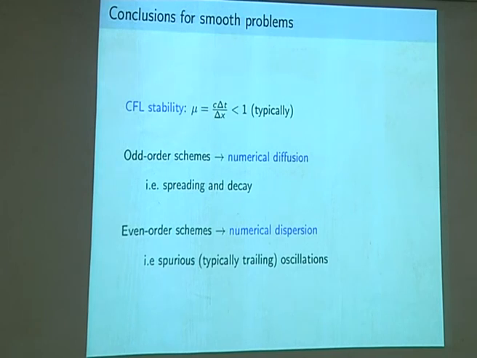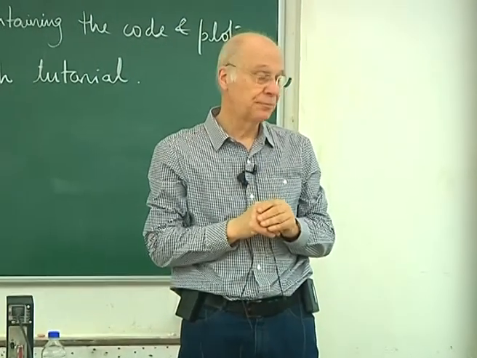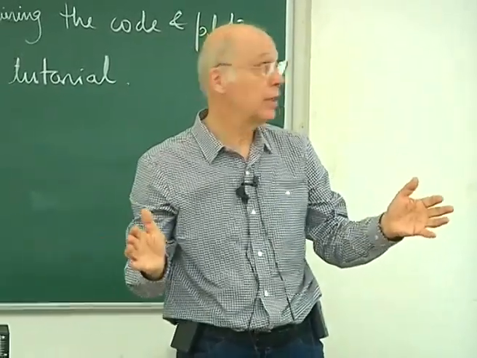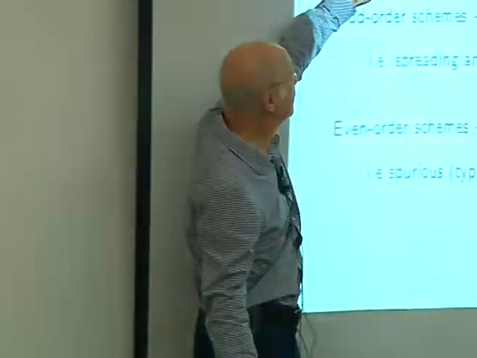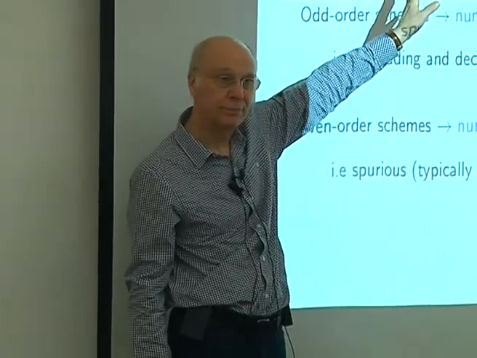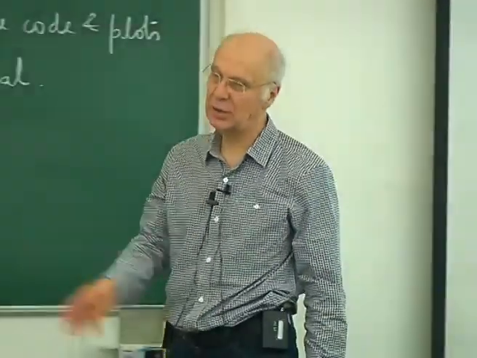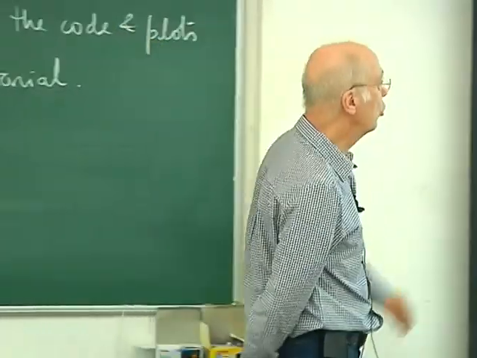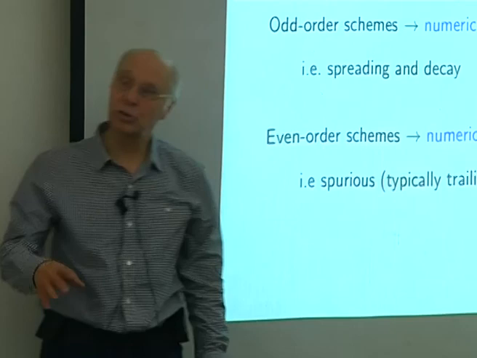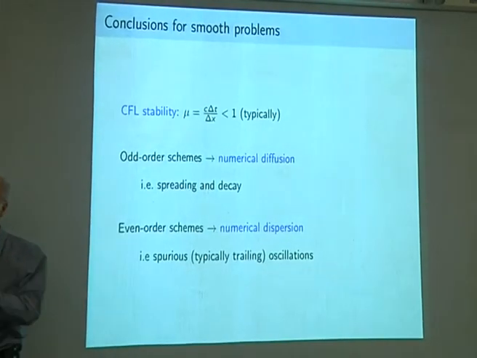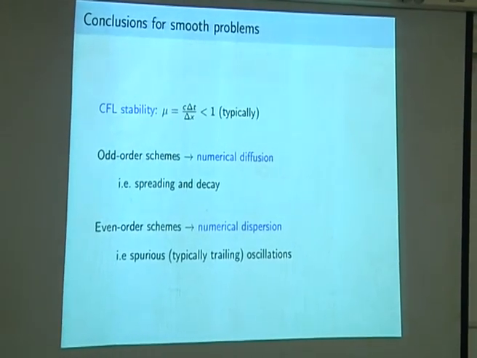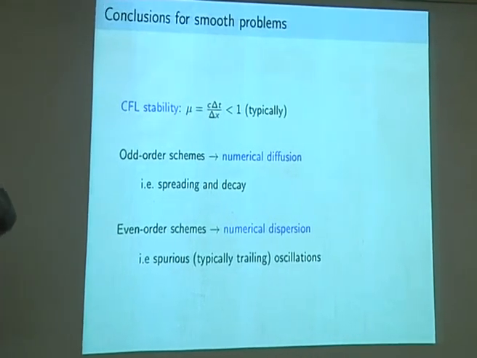Okay, so the conclusions for smooth data, if we were just propagating a nice smooth curve, which was 0, quadratically increases to a maximum, so it's continuous and has a continuous derivative. The general conclusions are there's this CFL parameter mu, and you want it less than 1. It's cropped up time and time again. The odd order schemes, the first order schemes, and it's also true for third order and fourth order, they have some form of numerical diffusion, and the numerical diffusion spreads things out. And because they're spread out, the maximum amplitude comes down.